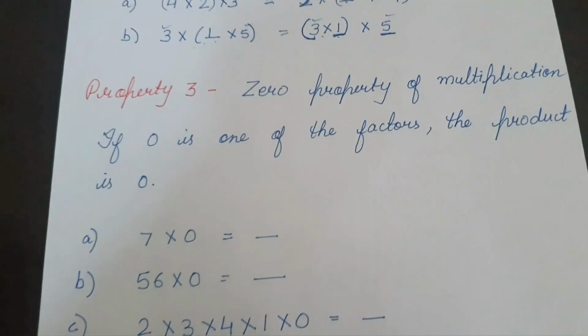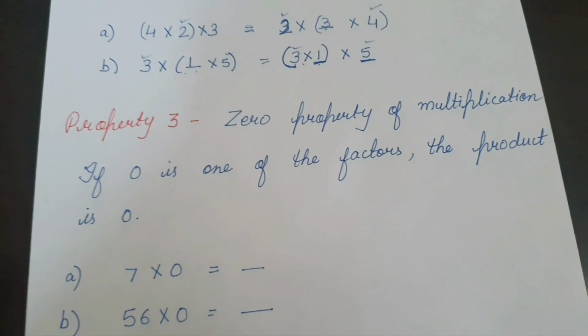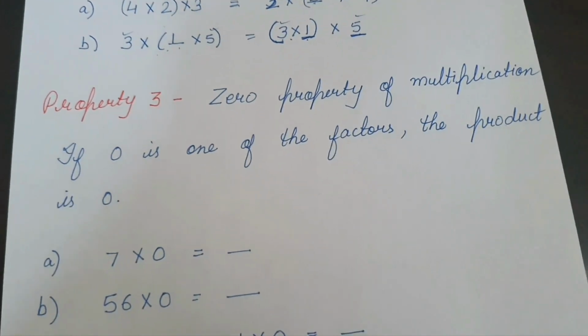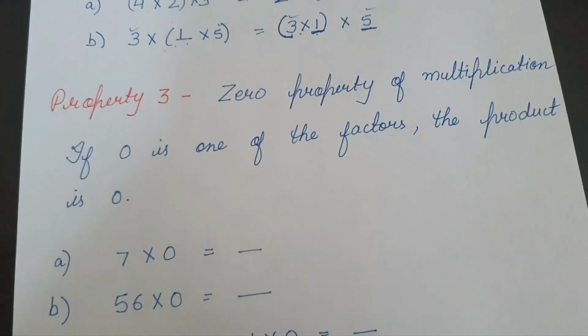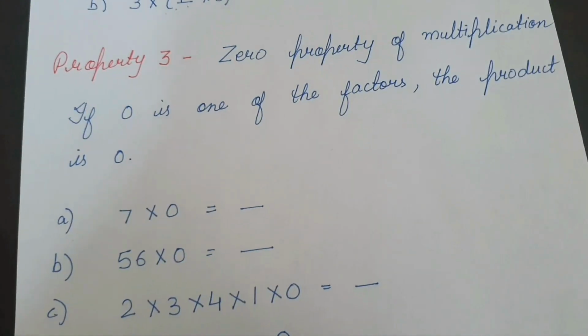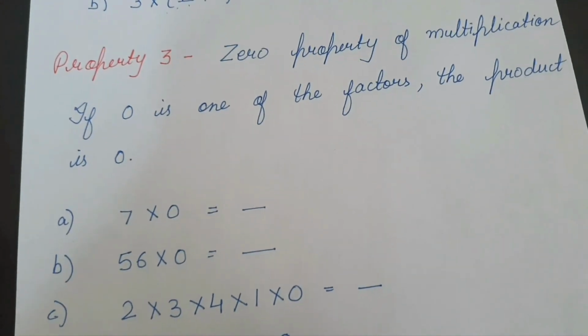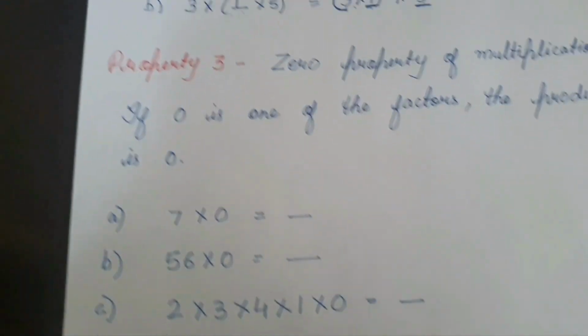Now let us see your third property, the zero property of multiplication. If 0 is one of the factors, the product is 0. Any number you multiply by 0, your answer will always be 0.